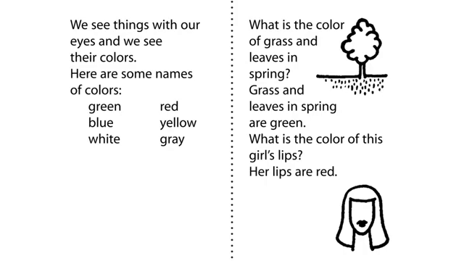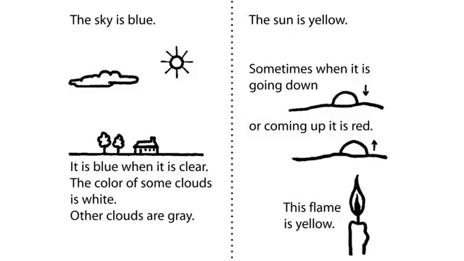What is the color of this girl's lips? Her lips are red. The sky is blue. It is blue when it is clear. The color of some clouds is white. Other clouds are gray. The sun is yellow. Sometimes when it is going down or coming up, it is red. This flame is yellow.